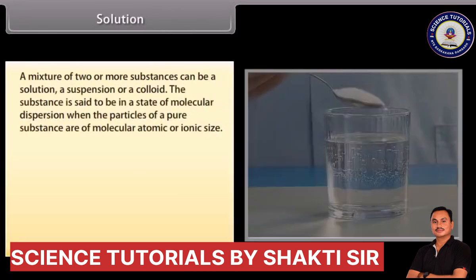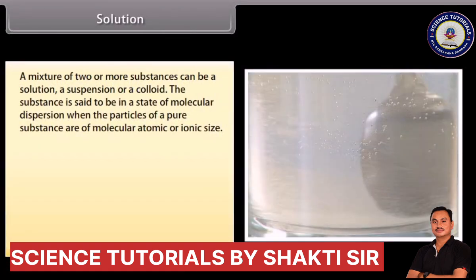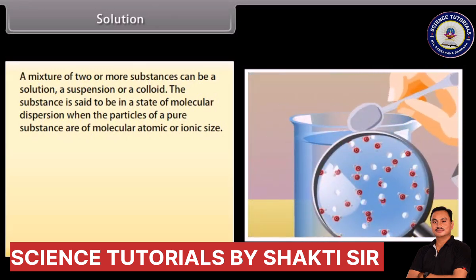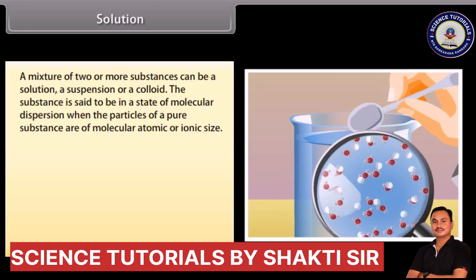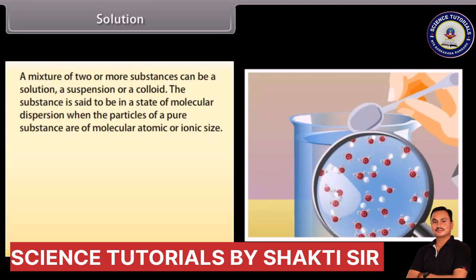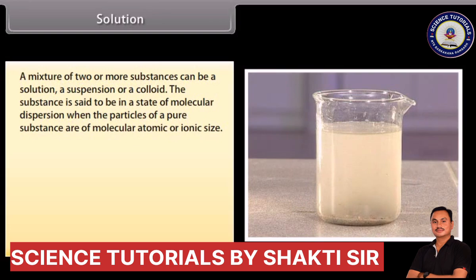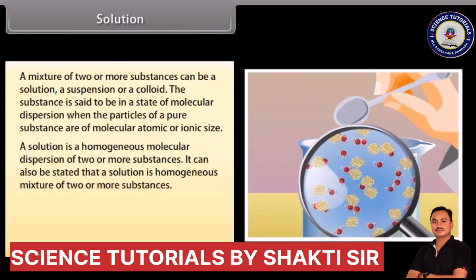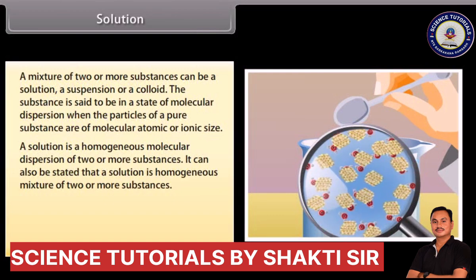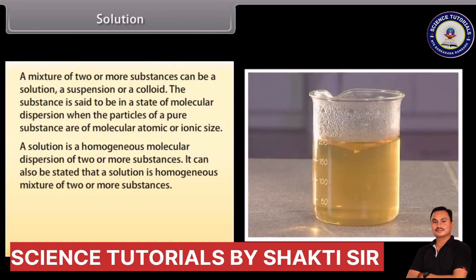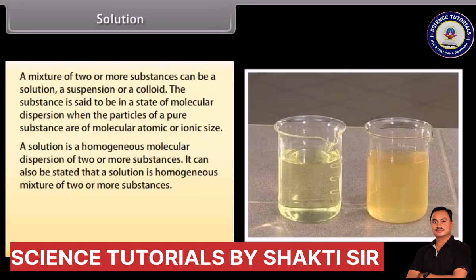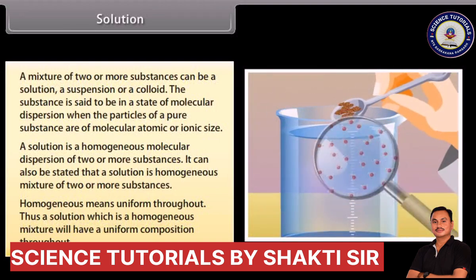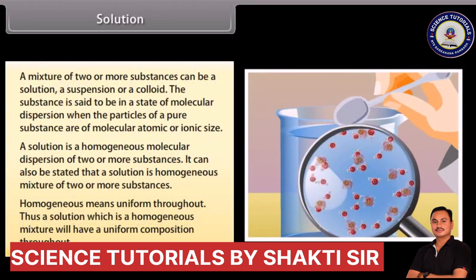Solution. A mixture of 2 or more substances can be a solution, a suspension, or a colloid. The substance is said to be in a state of molecular dispersion when the particles of a pure substance are of molecular, atomic or ionic size. A solution is a homogeneous molecular dispersion of 2 or more substances. It can also be stated that a solution is a homogeneous mixture of 2 or more substances. Homogeneous means uniform throughout. Thus, a solution, which is a homogeneous mixture, will have a uniform composition throughout.